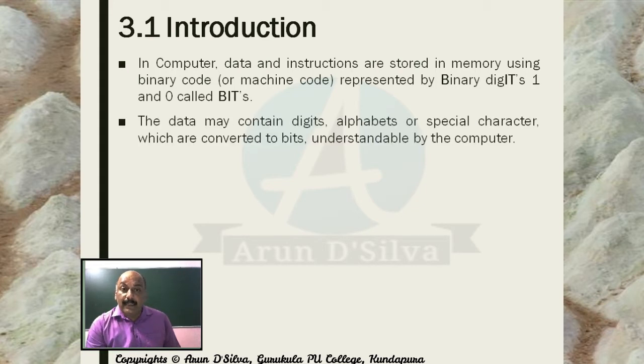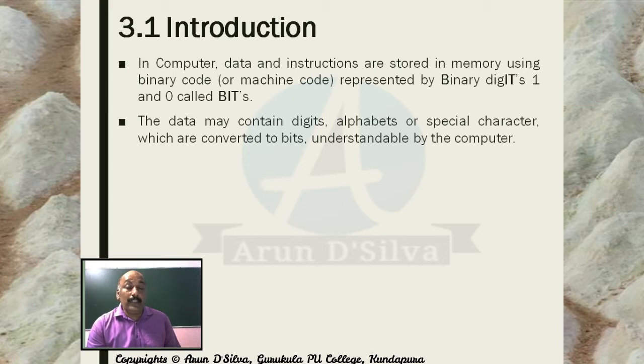The data may contain digits, alphabets, or special characters, which are converted to bits that are understandable by the computer. See, as I told you, we say A, B, C, D, or my name is Arun. I wanted to store Arun in the computer, meaning A R U N I have to store. But will the computer understand ARUN? Computer knows only bits, as I said. That's what we call machine code.